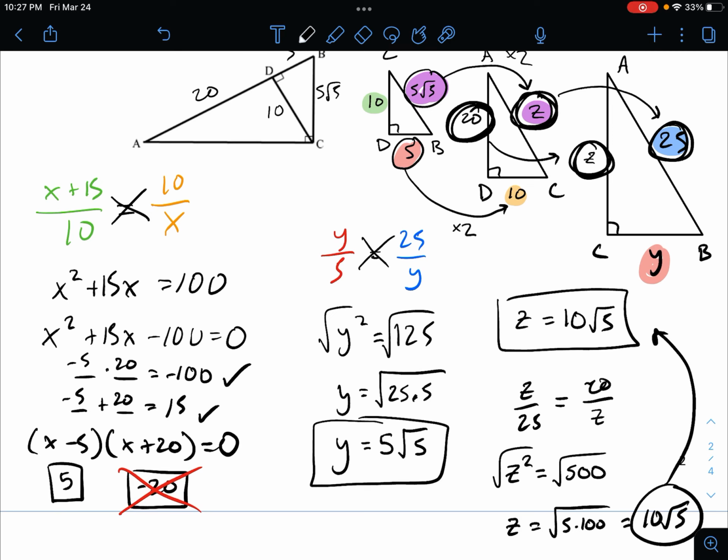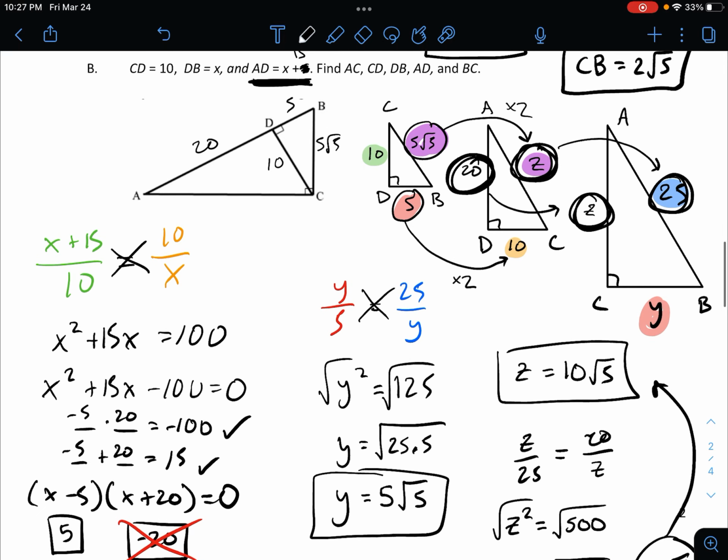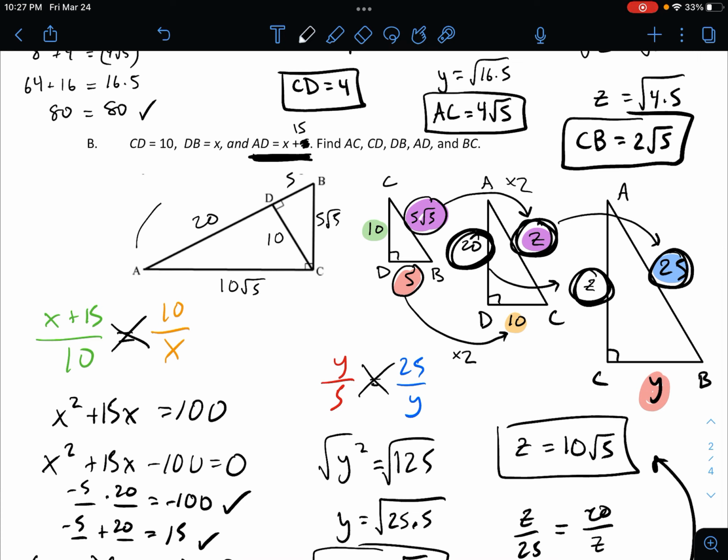So again, tons of ways to do these. Proportions are probably the easiest route, especially at the beginning. But once you're finding more side lengths, you can start using numbers that you've already found to find other missing side lengths. And there you go. We've got our whole triangle labeled. We know all the missing sides. This whole side AB is 25. So you've got all the missing sides there.